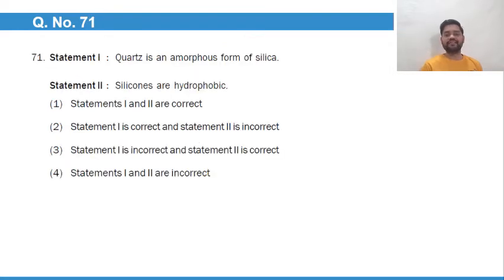71. Quartz is a crystalline form of silica. Silicon is hydrophobic. So this is incorrect and this is correct. Statement 1 is incorrect. Statement 2 is correct. That means option number 3 will be the right answer.